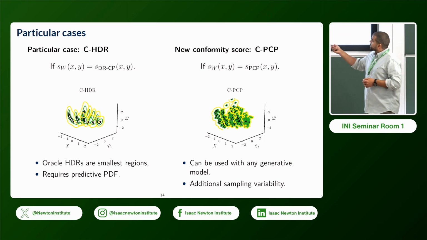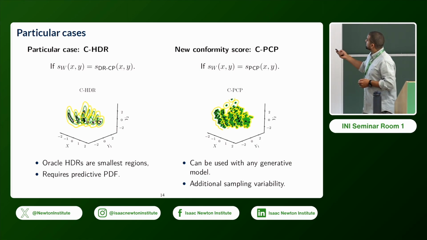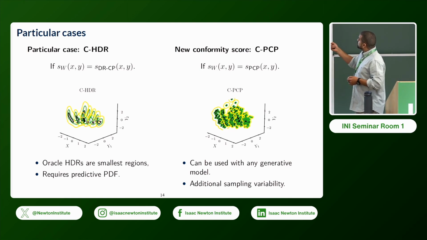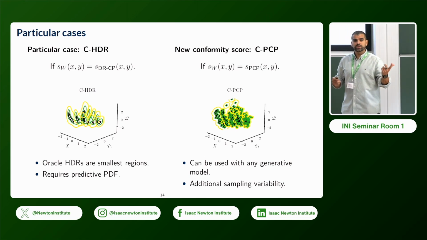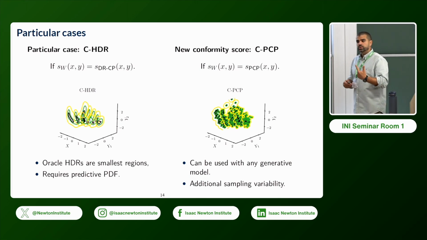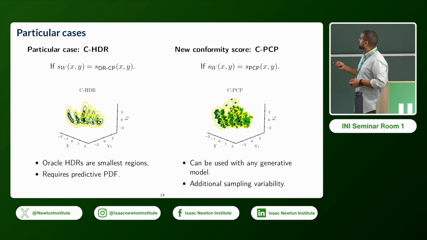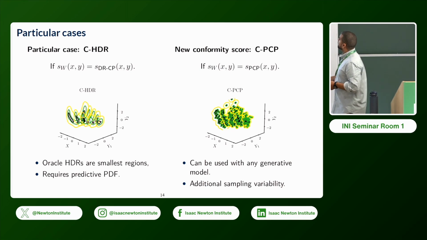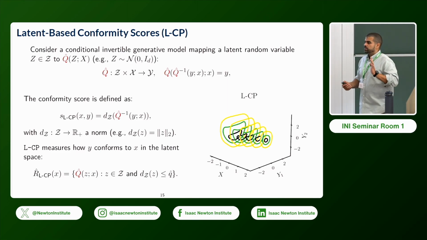So CHDR is a particular case of that score, but you can also build new scores. For example, if you have a generative model that didn't have the asymptotic conditional coverage, by using this new score you will obtain it thanks to the CDF of the score. However, here we have additional sampling variability with this PCP score.